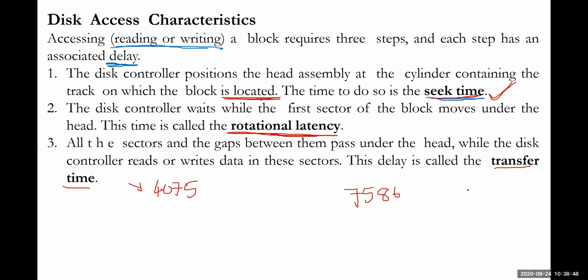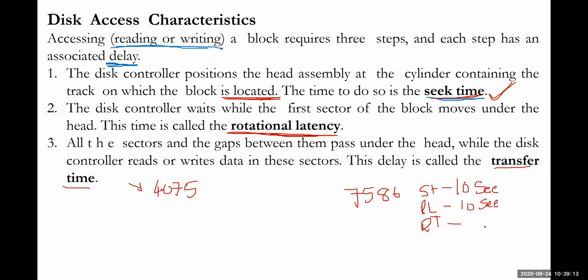Let me consider seek time to be 10 milliseconds. Let me take it in terms of seconds only, 10 seconds for everything. This is seek time, ST, so this much. Rotational latency, RL, will again be 10 seconds, and the transfer time, TT, will again be 10 seconds.